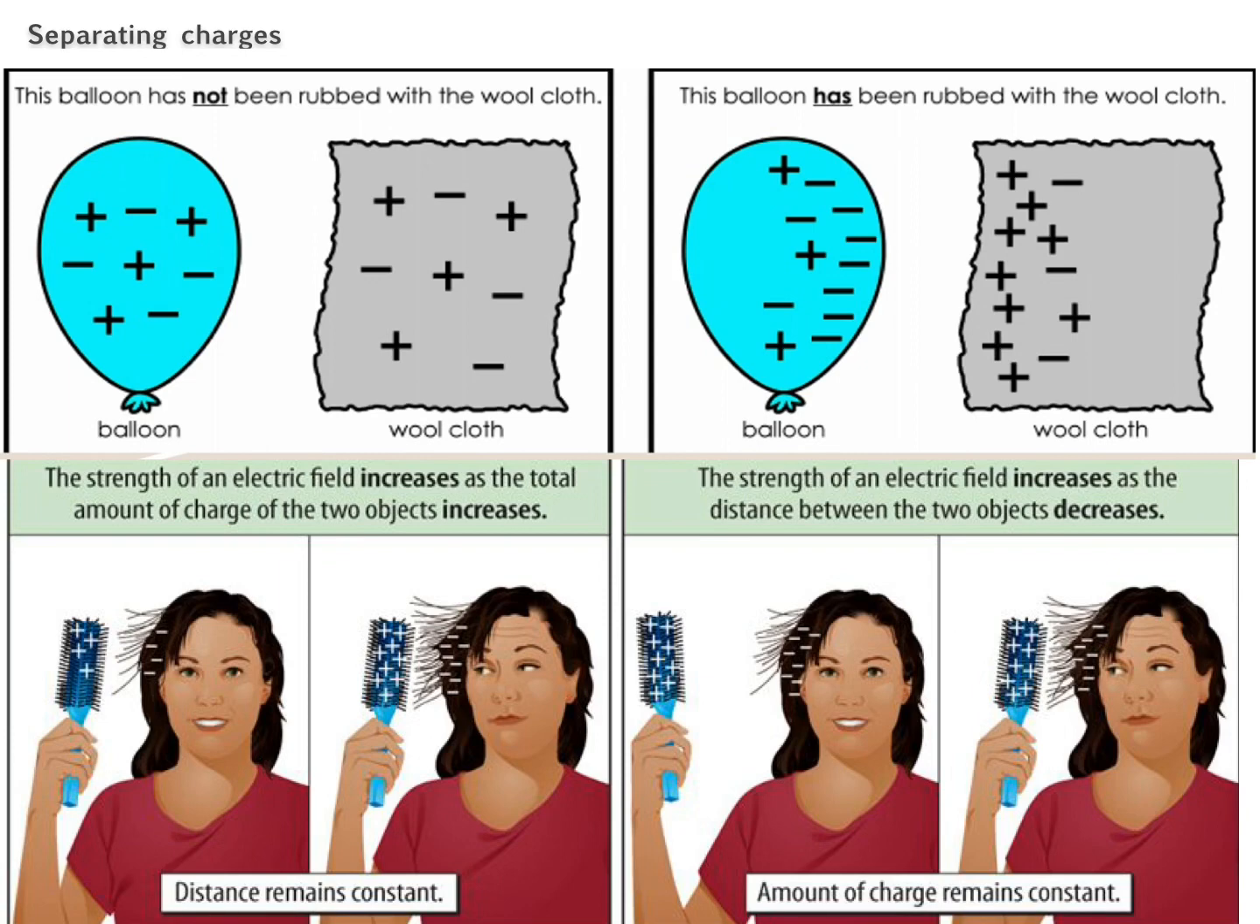What happens to your hair? Your hair is left with positive charge, right? So your hair loses negative charge and it becomes positively charged. So remember, your hair loses negative charge. It now has an overall positive charge.